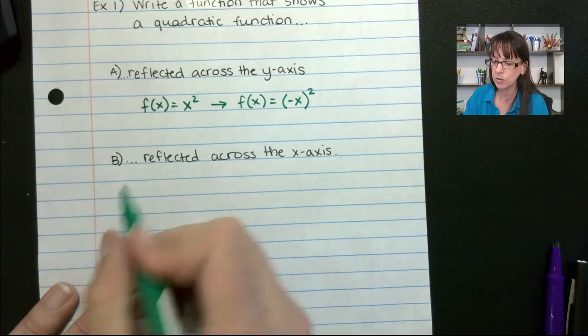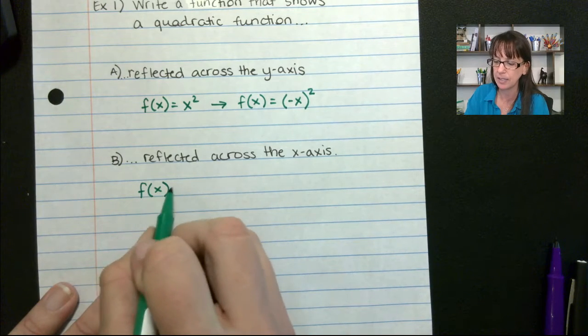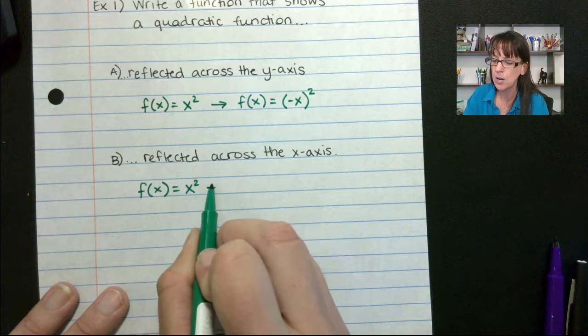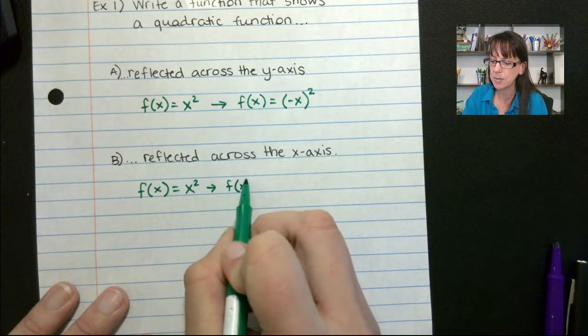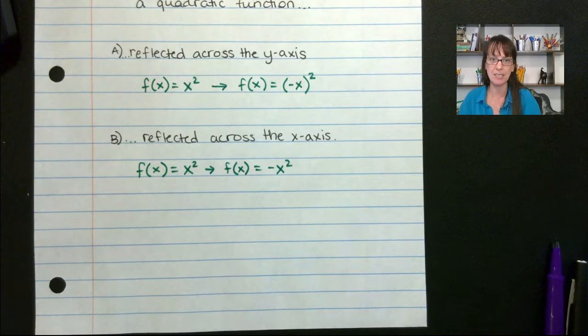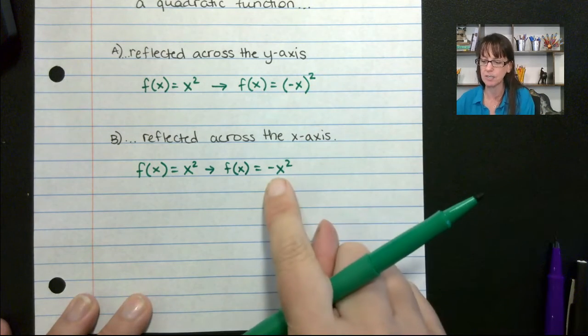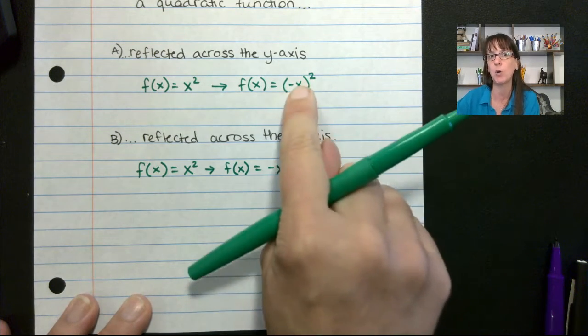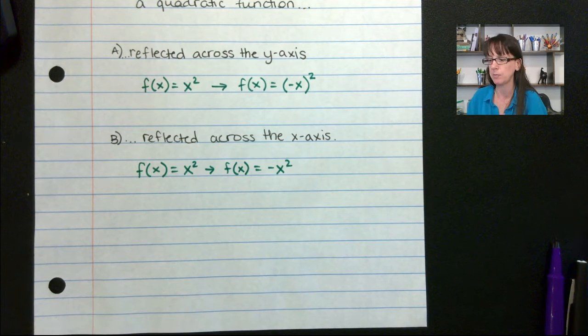If we reflect it across the x-axis, it's the whole function that's negative. So this one looks different. Instead of just having our x squared here, what this one would look like is f of x equals negative x squared, without those parentheses. So I want you to see the difference: this is the whole function being multiplied by -1. This is just your x being multiplied by -1.